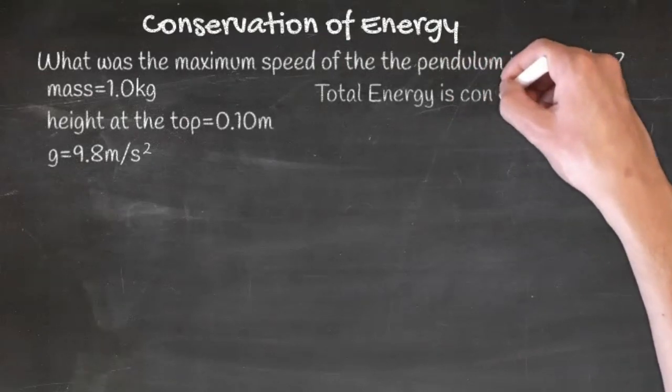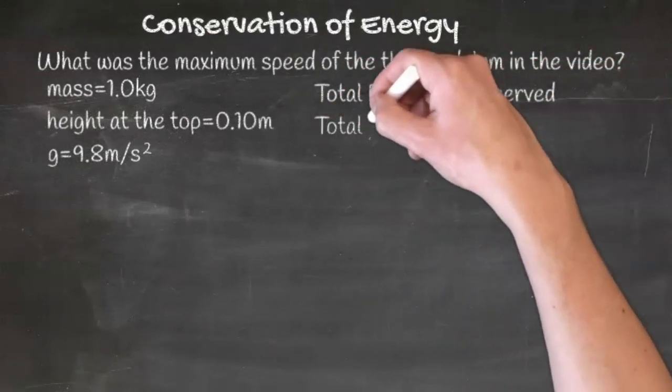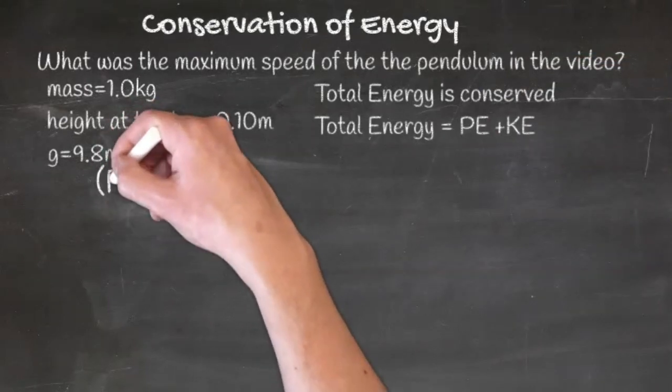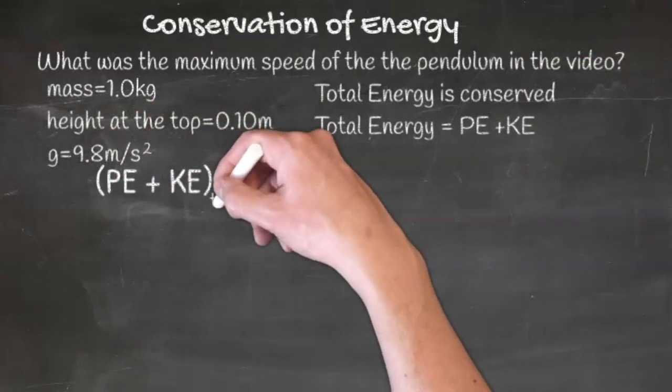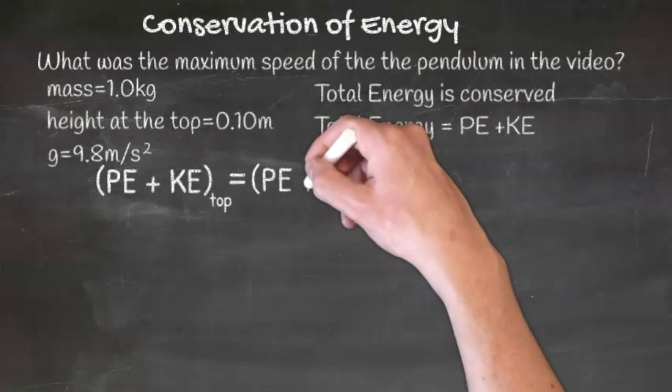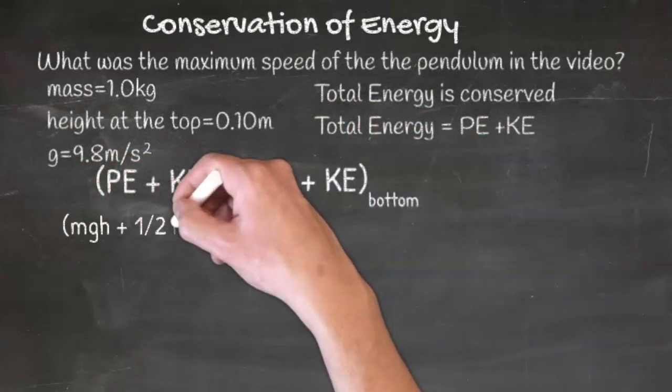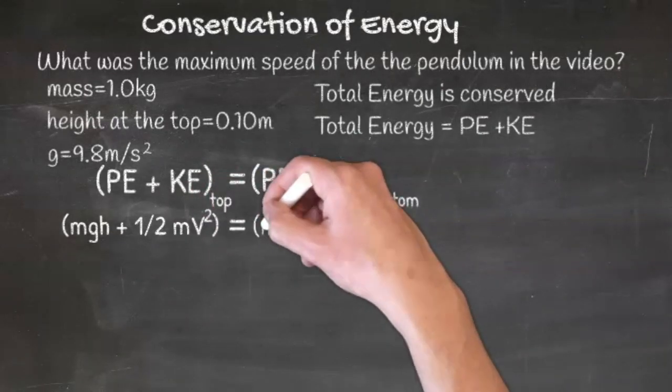The conservation of energy says that the total energy is conserved, and we know that the total energy is the sum of the potential plus the kinetic. So we know the potential plus the kinetic at the top equals the potential plus the kinetic at the bottom. To find potential energy, it's mgh, and to find kinetic energy, it's 1/2 mv squared.